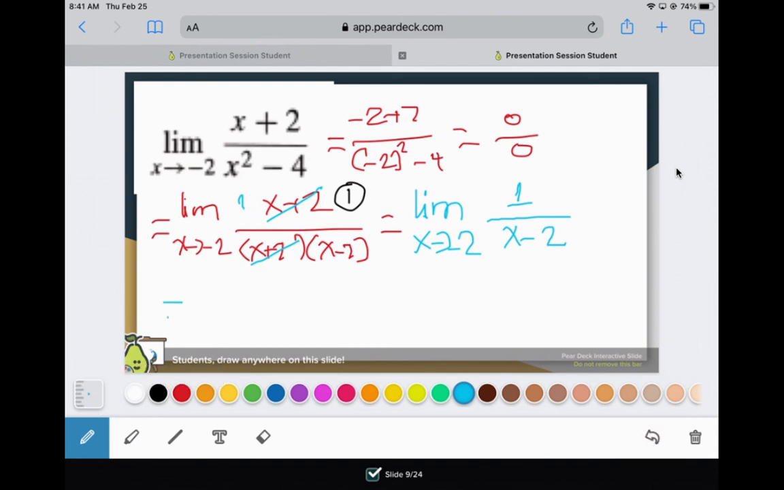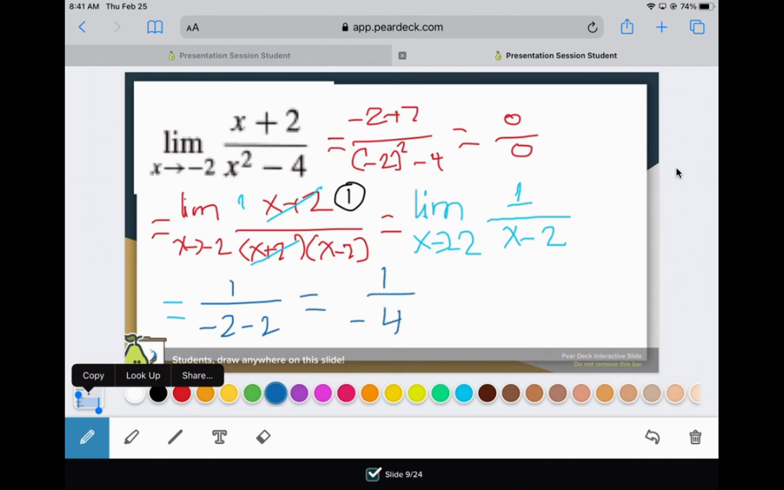Okay, now I can do direct substitution, which is 1 over negative 2 minus 2, giving me negative 1 over 4. So this is my answer.